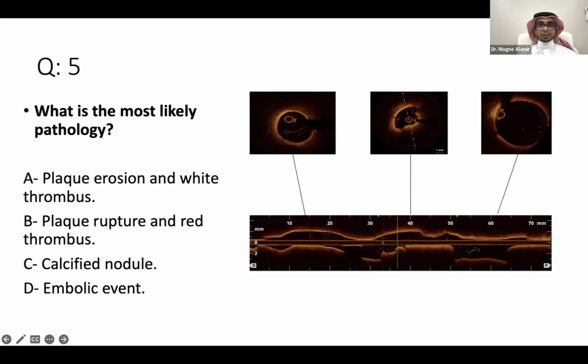So, Dr. Tom, if you want to go through that, or I can go. So we've got a mix, haven't we? So plaque rupture with red thrombus, and one saying an embolic event. Do you want to describe what you see? I mean, certainly I can.